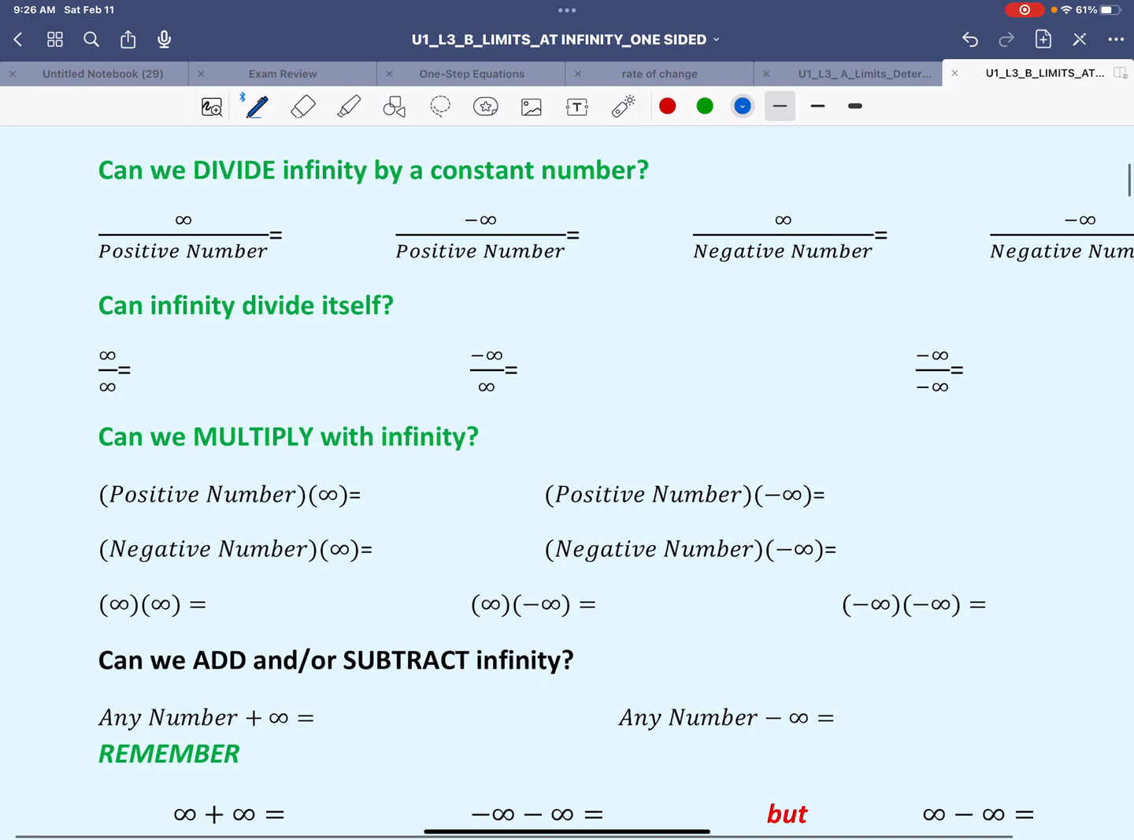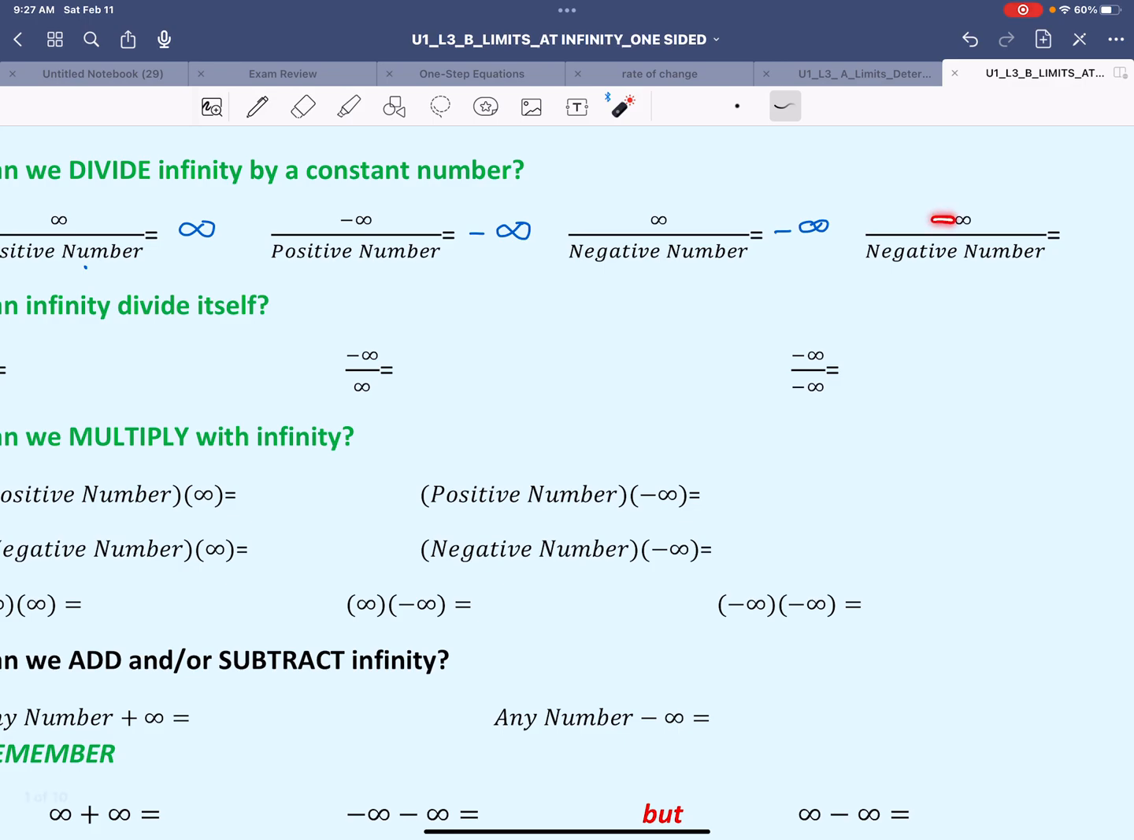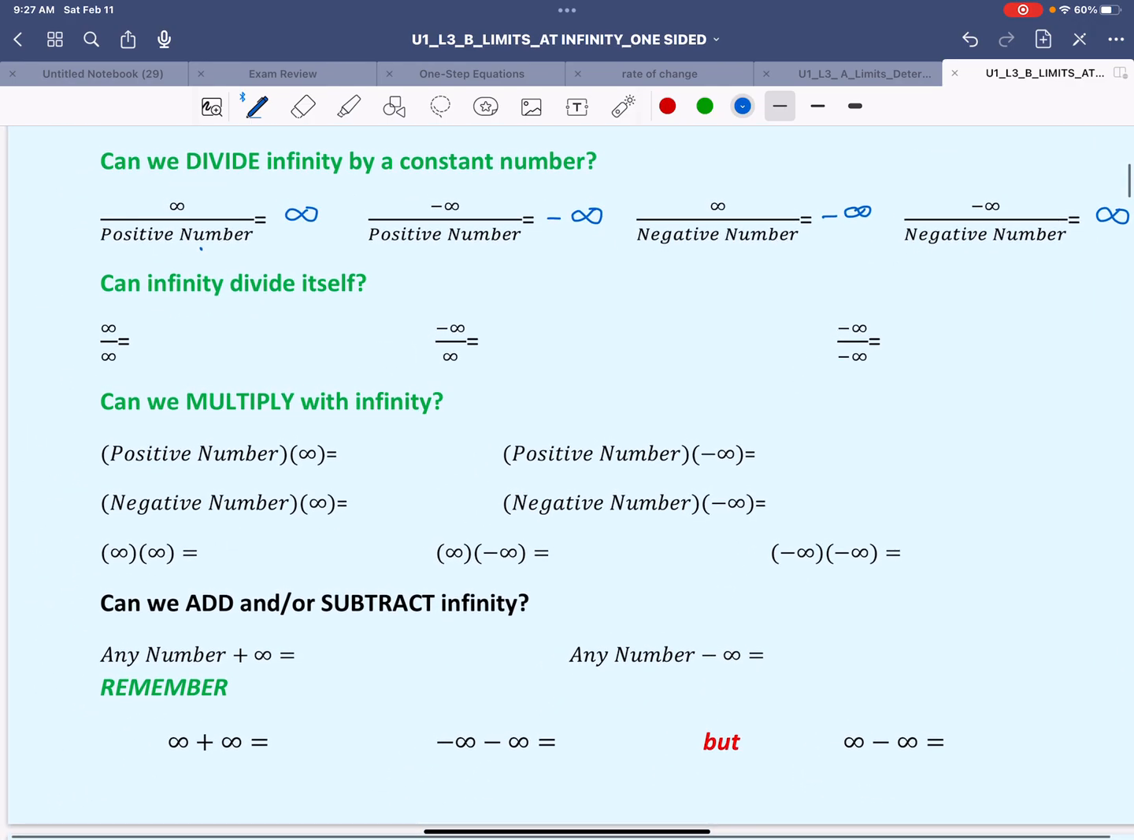The next question we're wondering about is, can we divide infinity by a constant number? Here we took infinity and negative infinity and tried to divide by positive and negative numbers. If we have a very large never-ending number divided by a positive fixed constant number, that large number will still stay positive infinity. So it will still stay very large. A negative infinity divided by a positive number is negative infinity. Infinity divided by a negative, a positive with a negative, is negative infinity. And negative infinity divided by a negative will make a positive, so that's positive infinity. So yes, we can divide infinity by a constant.